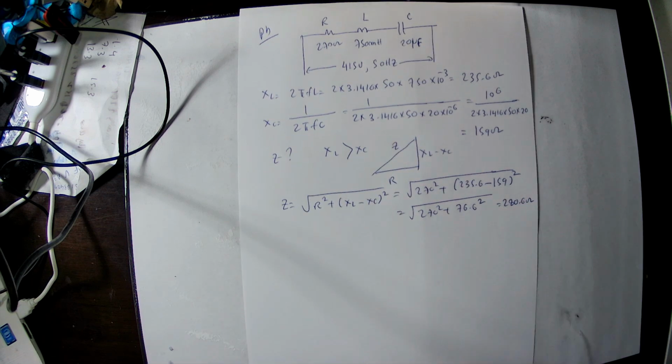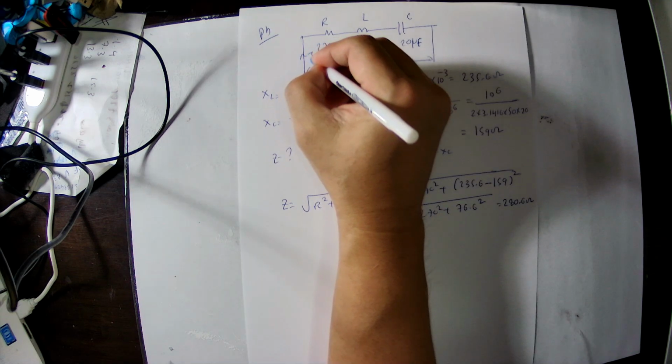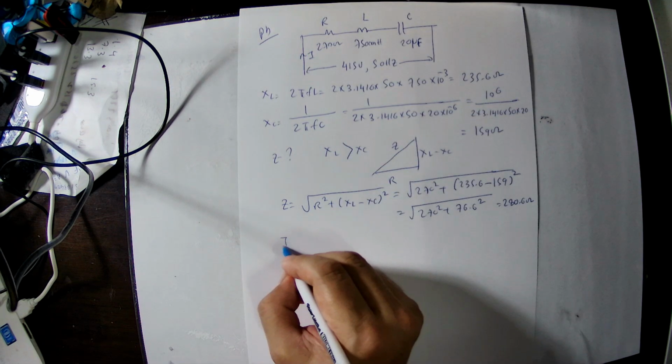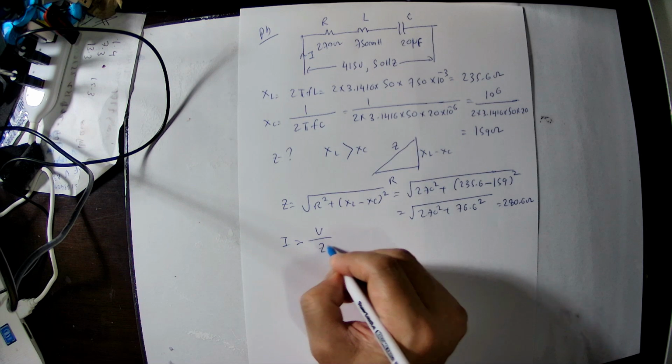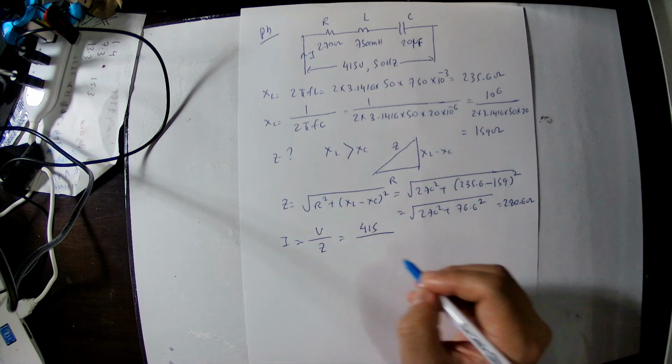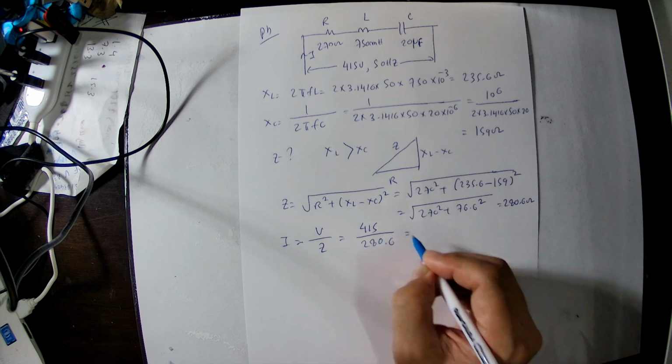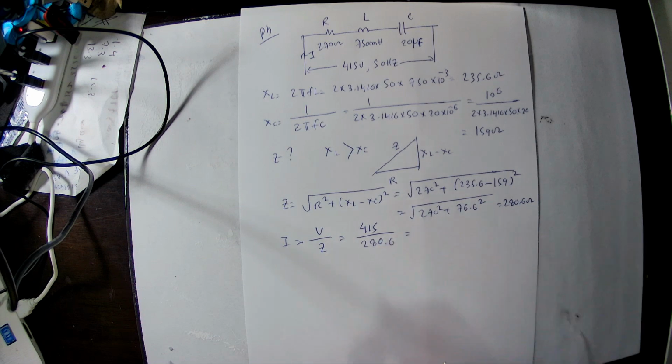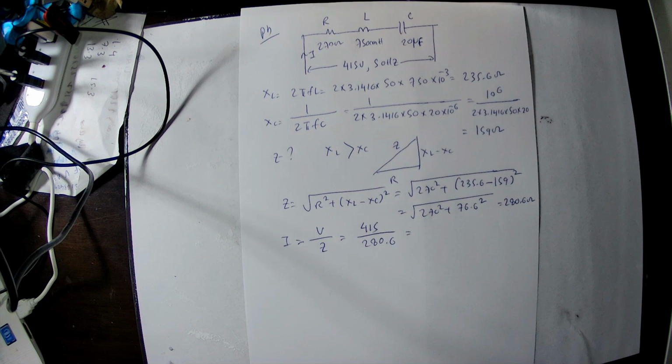Then we need to find the current flowing in the circuit. The current I equals V divided by Z. The voltage is 415 volt, impedance Z is 280.6. 415 divided by 280.6 will be 1.48 ampere. This is the 1.48 ampere.